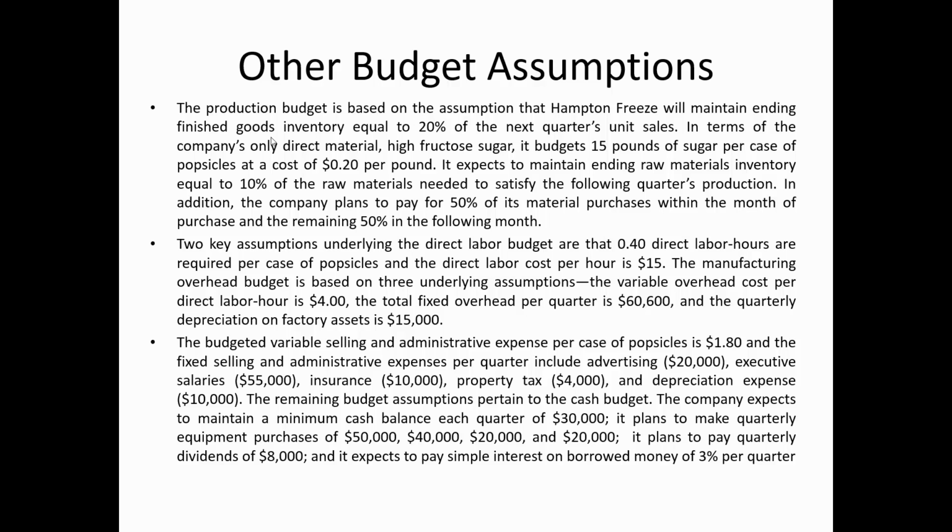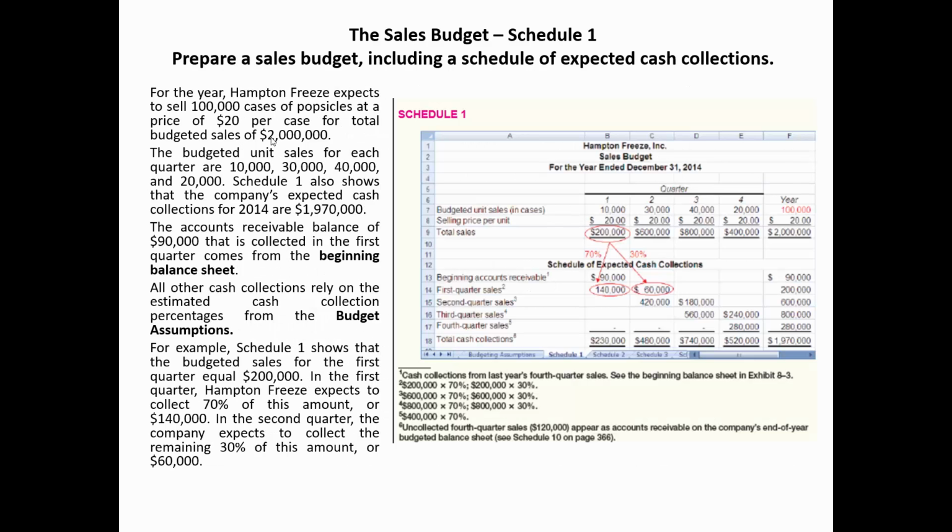So this is how the budgeting assumptions tie together. Let's start with the sales budget. For the year, Hampton Freeze expects to sell 100,000 cases of popsicles at a price of $20 per case for a total budgeted sales of $2 million. So this is 10,000 cases in the first quarter, 30,000 in the second quarter, 40,000 in the third quarter, and 20,000 in the fourth quarter. They're selling them at $20 per case, so total sales in the first quarter are 10,000 times $20, $200,000, adding up each of the quarters to $2 million.